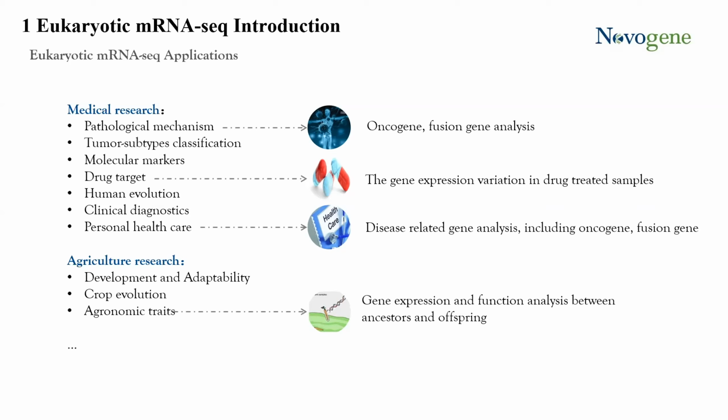In agriculture research, mRNA-seq has been used to study evolution and domestication of different crops. It can identify many candidate genes responsible for important crop traits like grain size, drought tolerance, and kernel oil. So it has wide, strong application across study designs. We get a lot of projects on eukaryotic mRNA-seq.